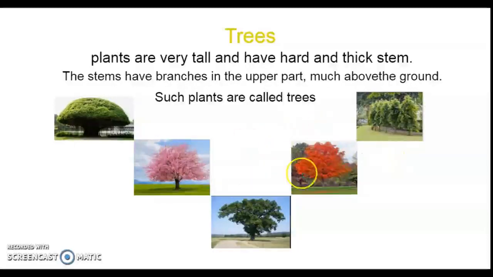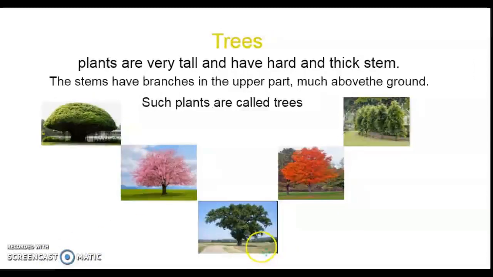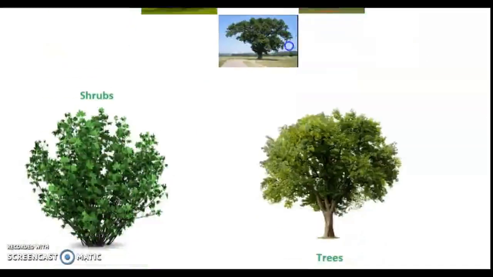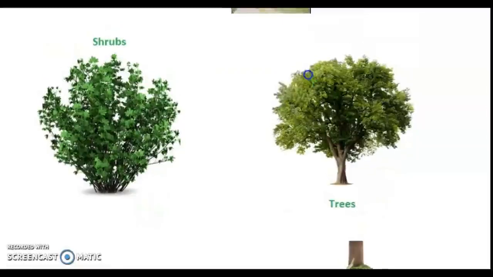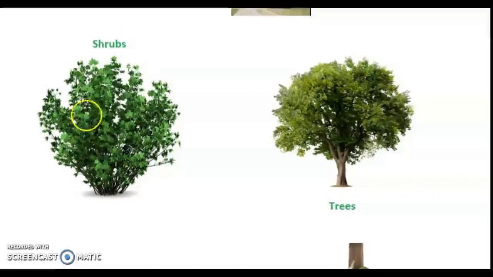So if you compare the stem of a tree and that of a shrub, you might see the tree's stem is really thick. Now let's compare the stem of all these plants. As you can see here, this is a shrub and this is a tree. What can you see? The stem of the tree is really thick and that of the shrub, yes, it is thin.